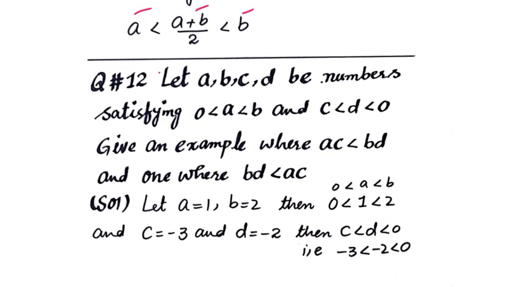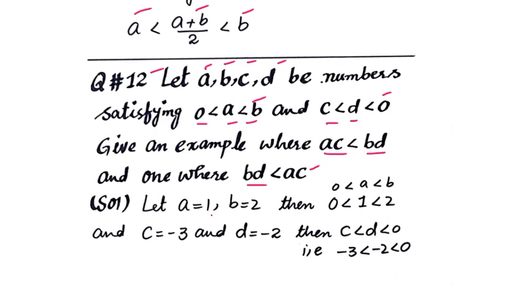Question number 12. If a, b, c, d are numbers satisfying 0 less than a less than b, meaning both are positive, and c less than d less than 0, meaning c and d both are negative, give an example where ac less than bd and where bd less than ac. So in this question we have to just give an example by choosing any valid values of a, b, c and d that satisfy the given inequalities.